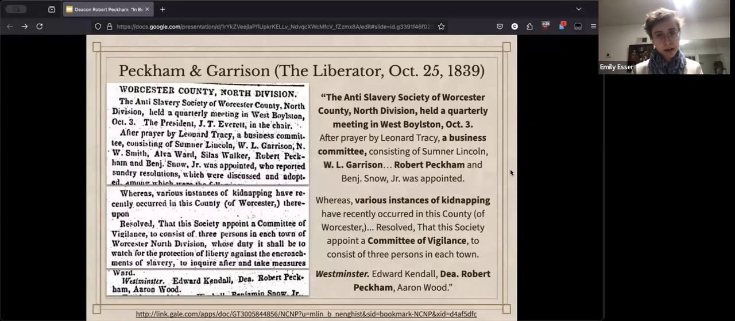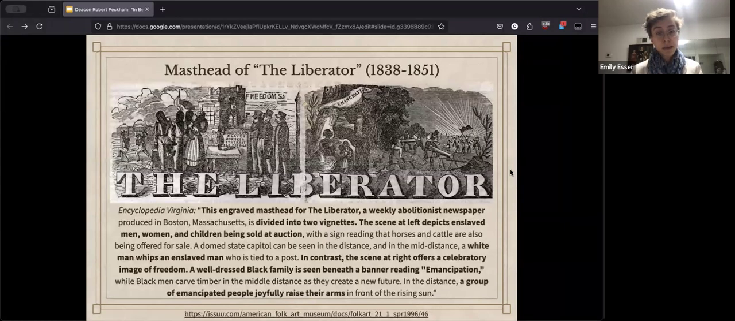Garrison. Peckham knew Garrison. They were on the same anti-slavery committee, including a committee where they formed groups to fight against kidnapping of escaped slaves in their county. Here's the masthead of the Liberator that Garrison was the massively successful editor of. You see on the left, there's a scene of suffering and grief and tragedy. On the right, the utopia, hopeful scene of emancipation.